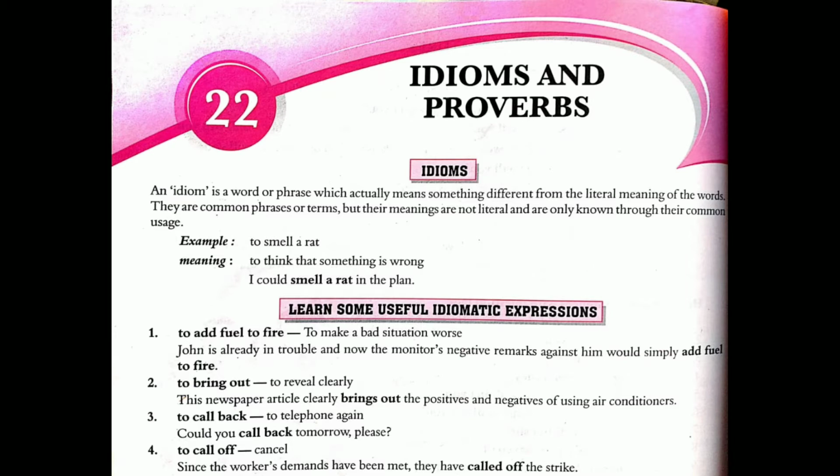Number three, to call back, to telephone again, that means to make a call again. Could you call back tomorrow please? This is how we use to call back. Number four, to call off, that is, to cancel. Since the workers' demands have been met, they have called off the strike, that means to stop the things which have been done.